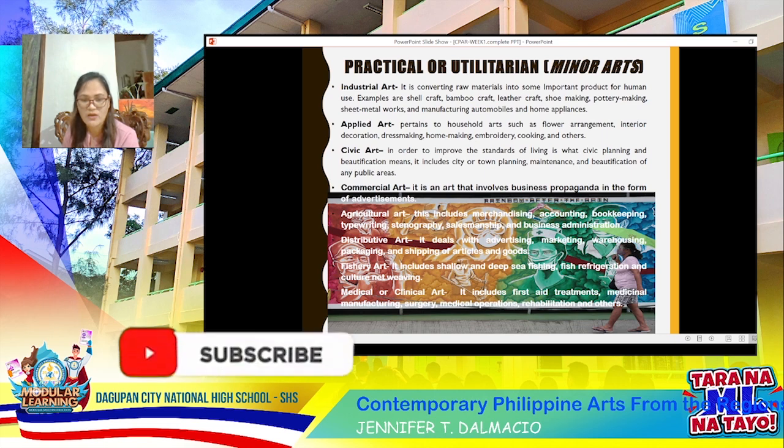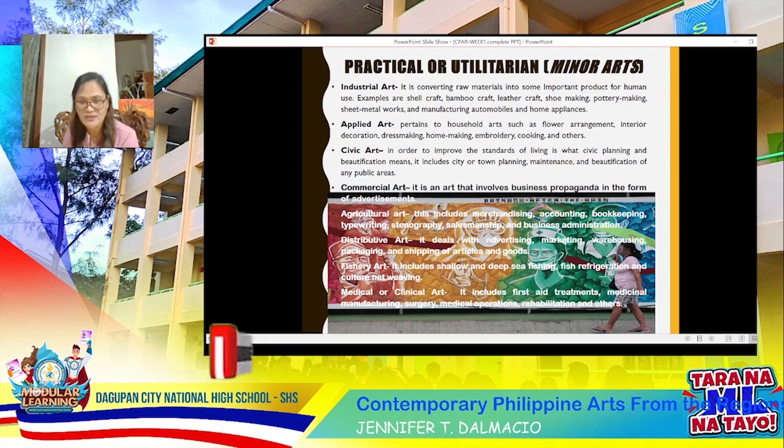Lastly, we have medical or clinical art. It includes first aid treatments, medicinal manufacturing, surgery, medical operations, rehabilitation, and of course, at present we have the quarantine facilities.